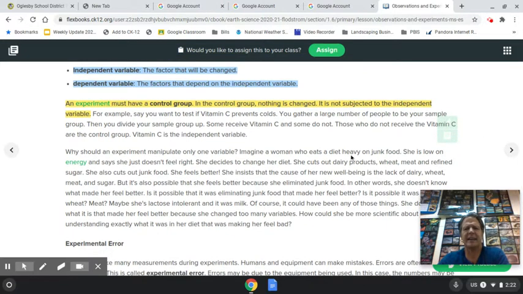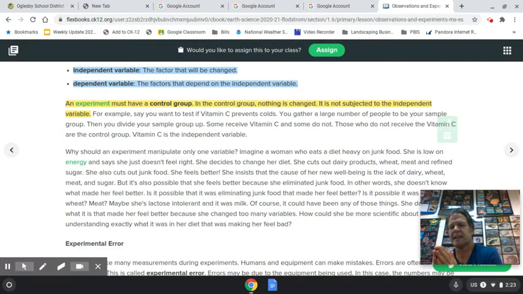And the key thing, like we said, is you only change the one variable. So example would be this. You have your control, you have experimental. The experimental group gets the vitamin C tablet, the control group doesn't. Everything else, all the other variables, are the same. They're all the same.